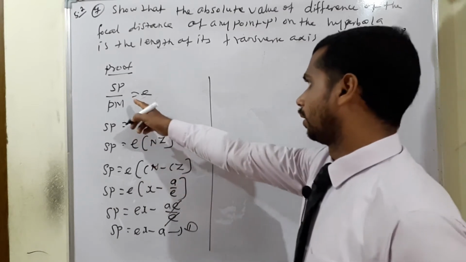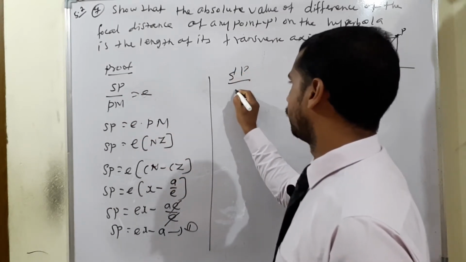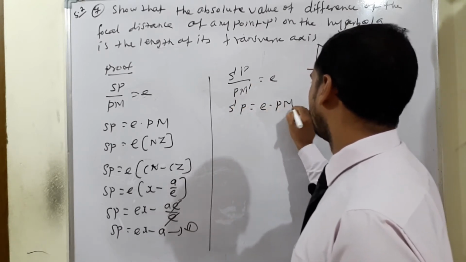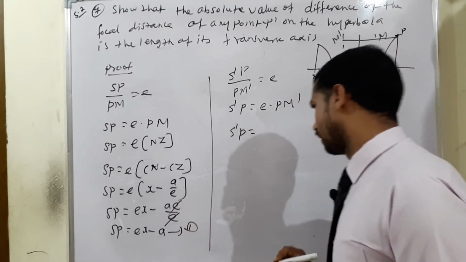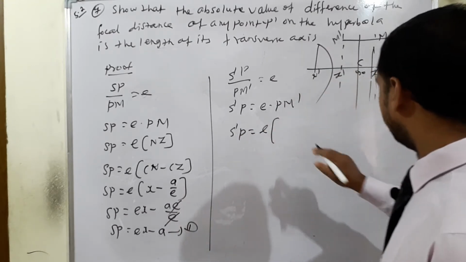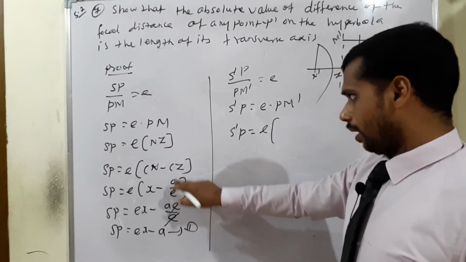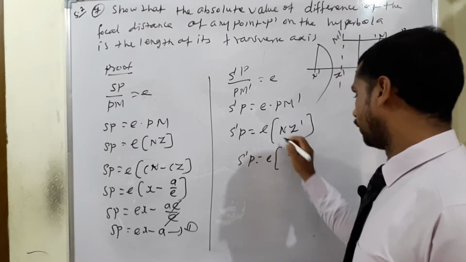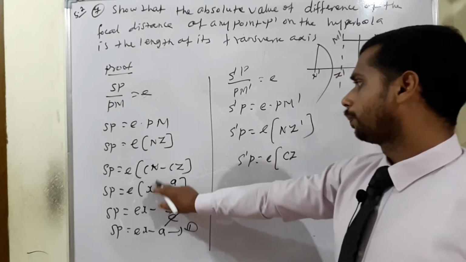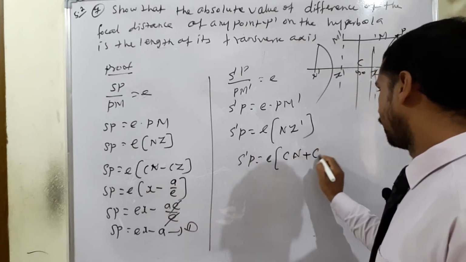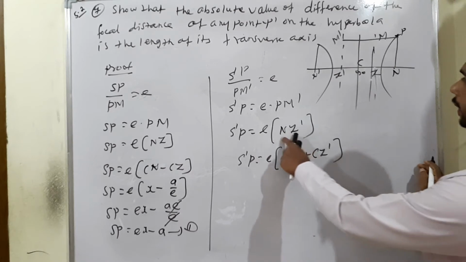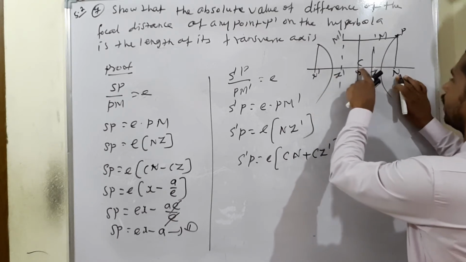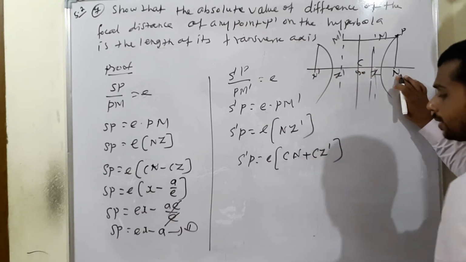So, S dash will come. Instead of SP, we can write S dash P divided by PM dash is equal to E, means again cross multiply: E into PM dash. Again S dash P is equal to E into PM dash. Opposite side: instead of NZ, we can write NZ dash. Again S dash P is equal to E into NZ dash, means Cn plus Cz dash. Why? Look there: NZ, so NZ dash. The center is also on the opposite side, each and every time starting with the C. That's why I consider writing positive.